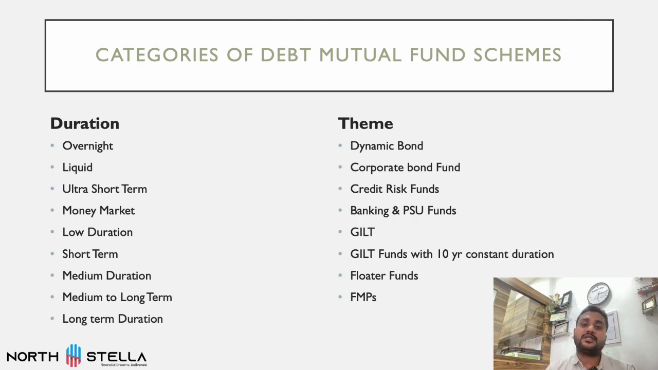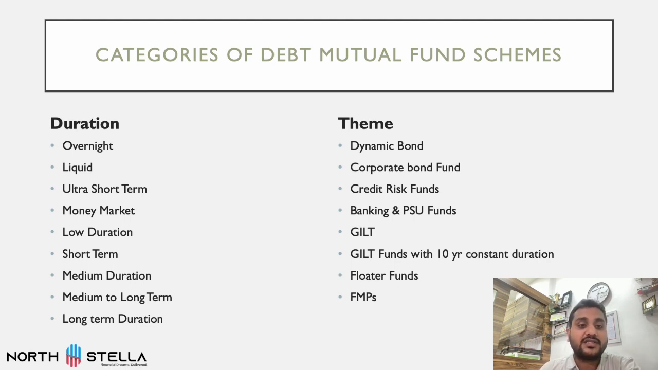Duration, as the name suggests, is on a time horizon basis. If you go and book a fixed deposit in a bank, you get different horizons with different rates available, right? There are different FDs available for different tenures, which will provide you different rates. So accordingly, SEBI has categorized mutual funds also on the duration basis.